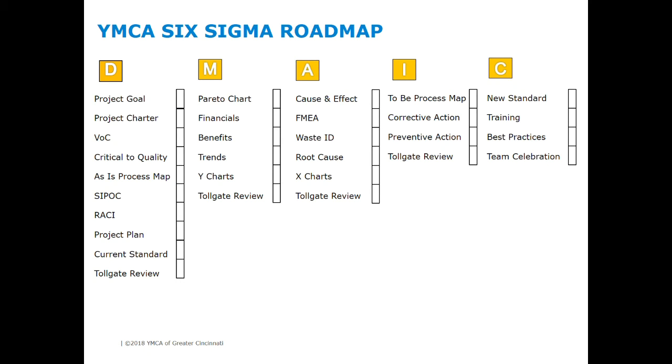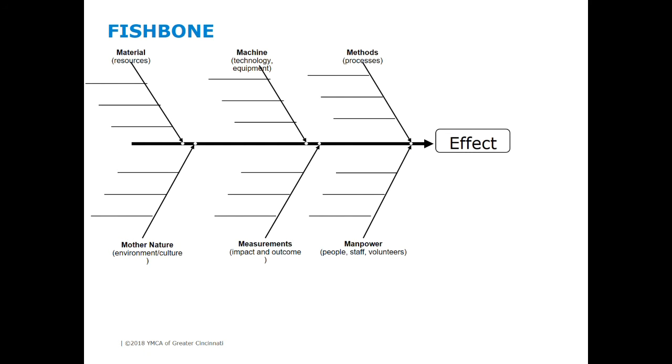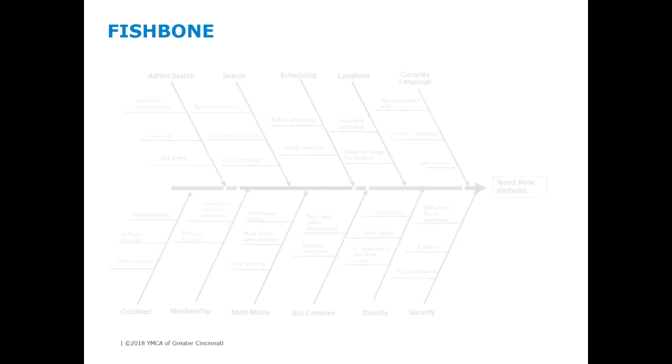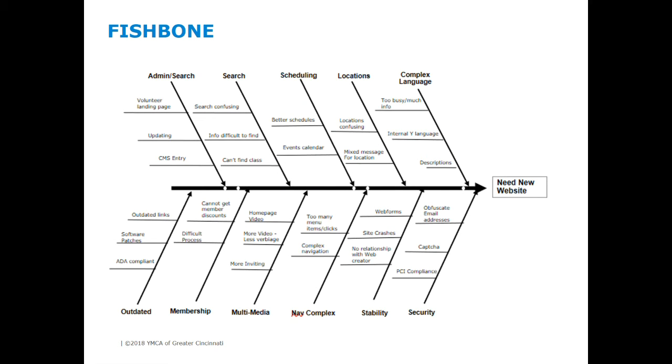Whereas the measure phase is about the problem effect, the analyze phase is all about isolating the causes. This can be accomplished in many ways. A fishbone diagram outlines potential causes for a certain effect. You can change the title of each fishbone to be relevant for your project. Like this example that was used to help develop our new Greater Cincinnati YMCA website.